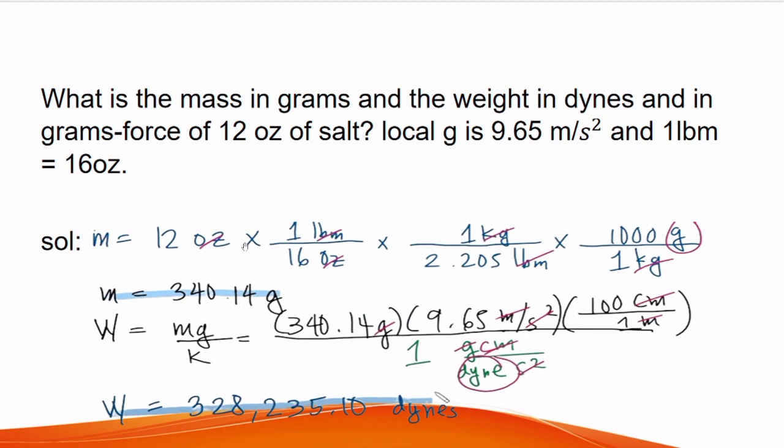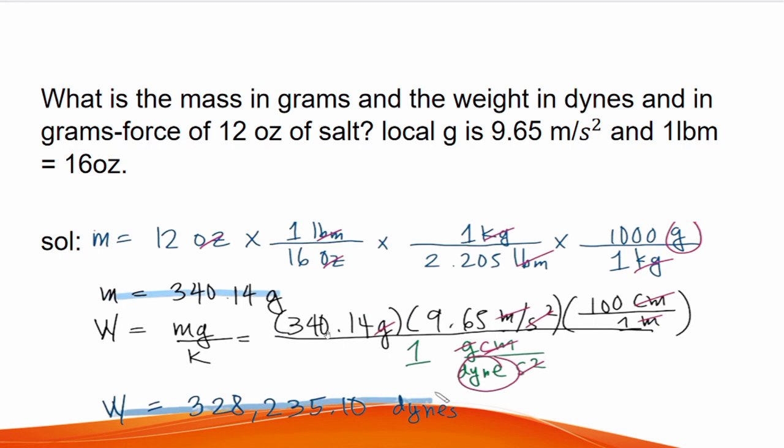Mass is equal to 12 ounces times the conversion here, 1 pound over 16 ounces, times 1 kilogram over 2.205 pound mass, times 1000 grams over 1 kilogram. So we can cancel here the units: kilogram, pounds, and pounds, and also ounce. So we have here left the grams. So our mass is equal to 340.14 grams.